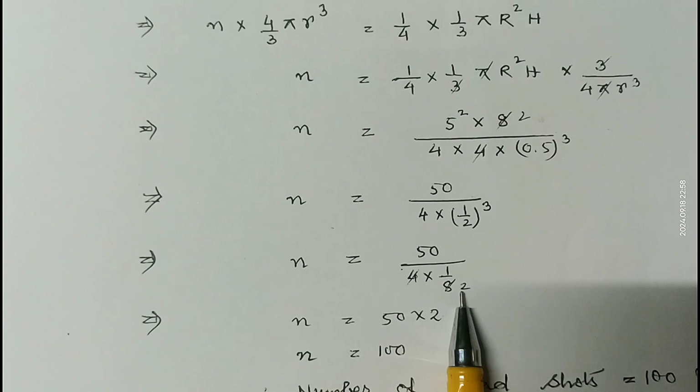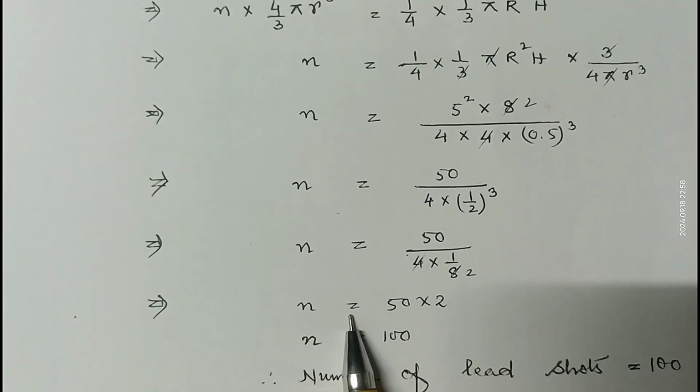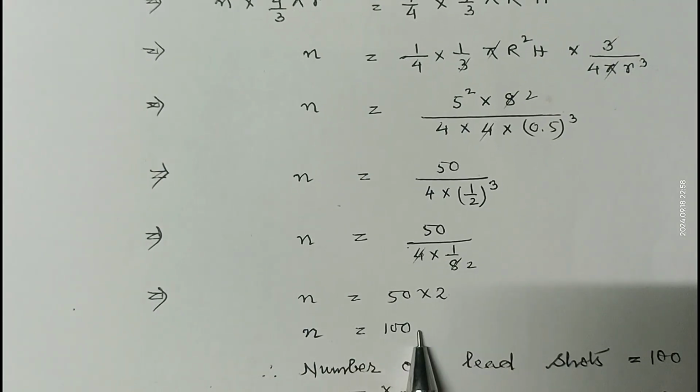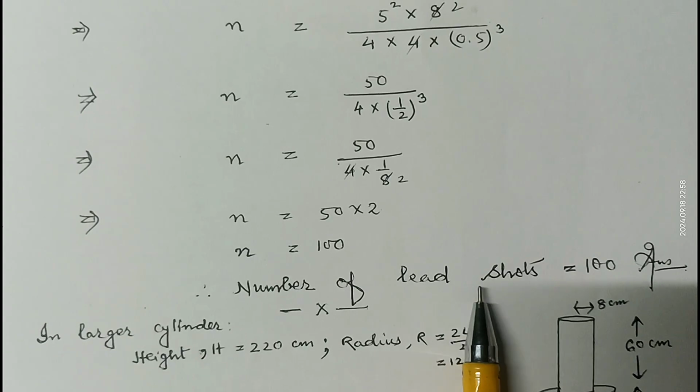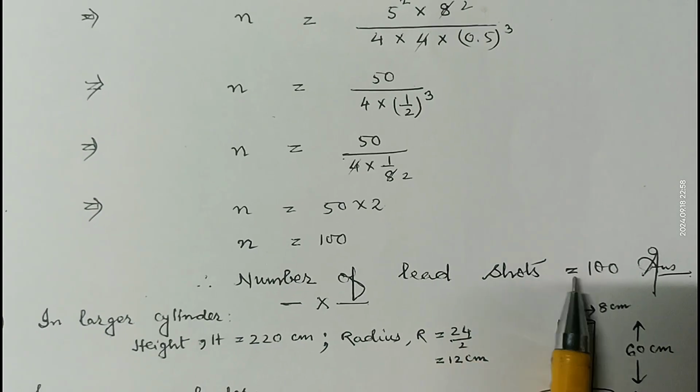So n equals 50 divided by 4 into half cube, which will give 1 by 8. Now 4 and 8 can be cancelled, it will be 2. So n equals 50 by 2, which will give 100. Therefore, the number of lead shots dropped in the conical vessel is 100.